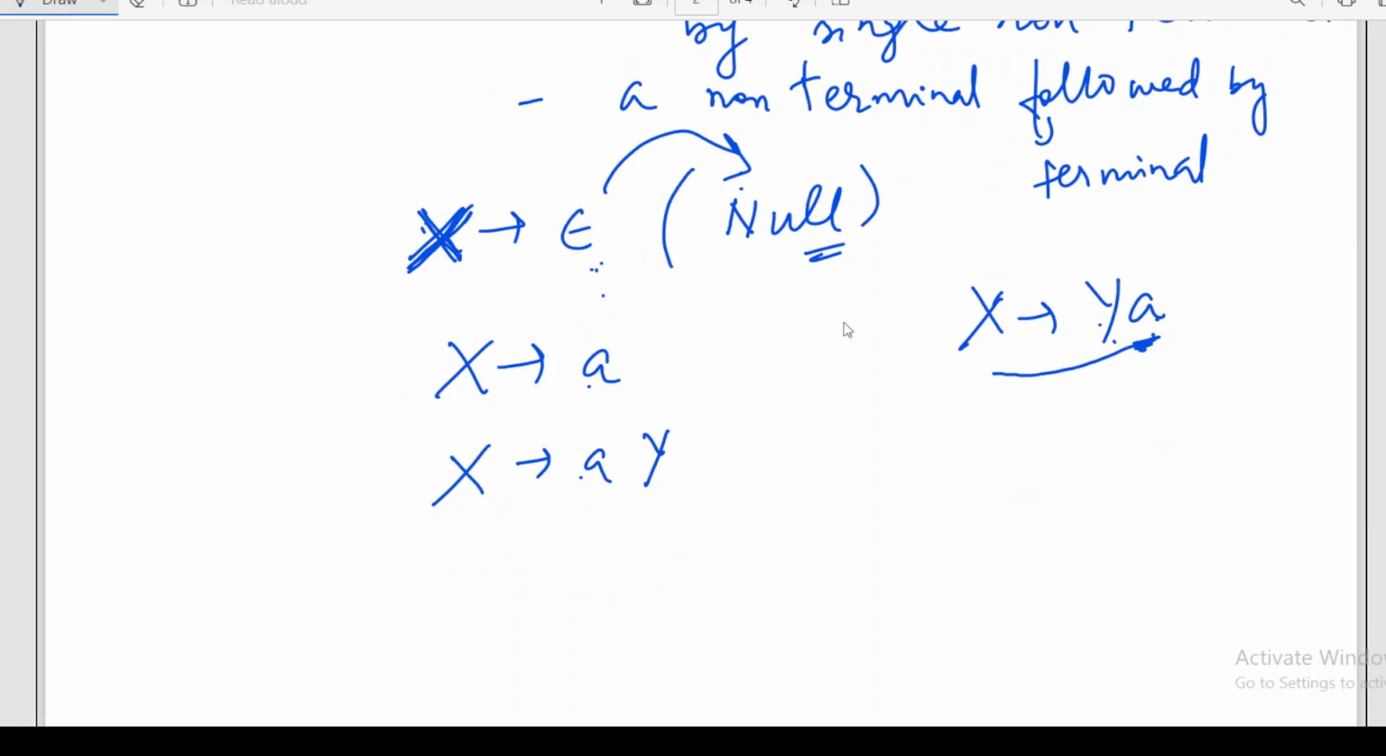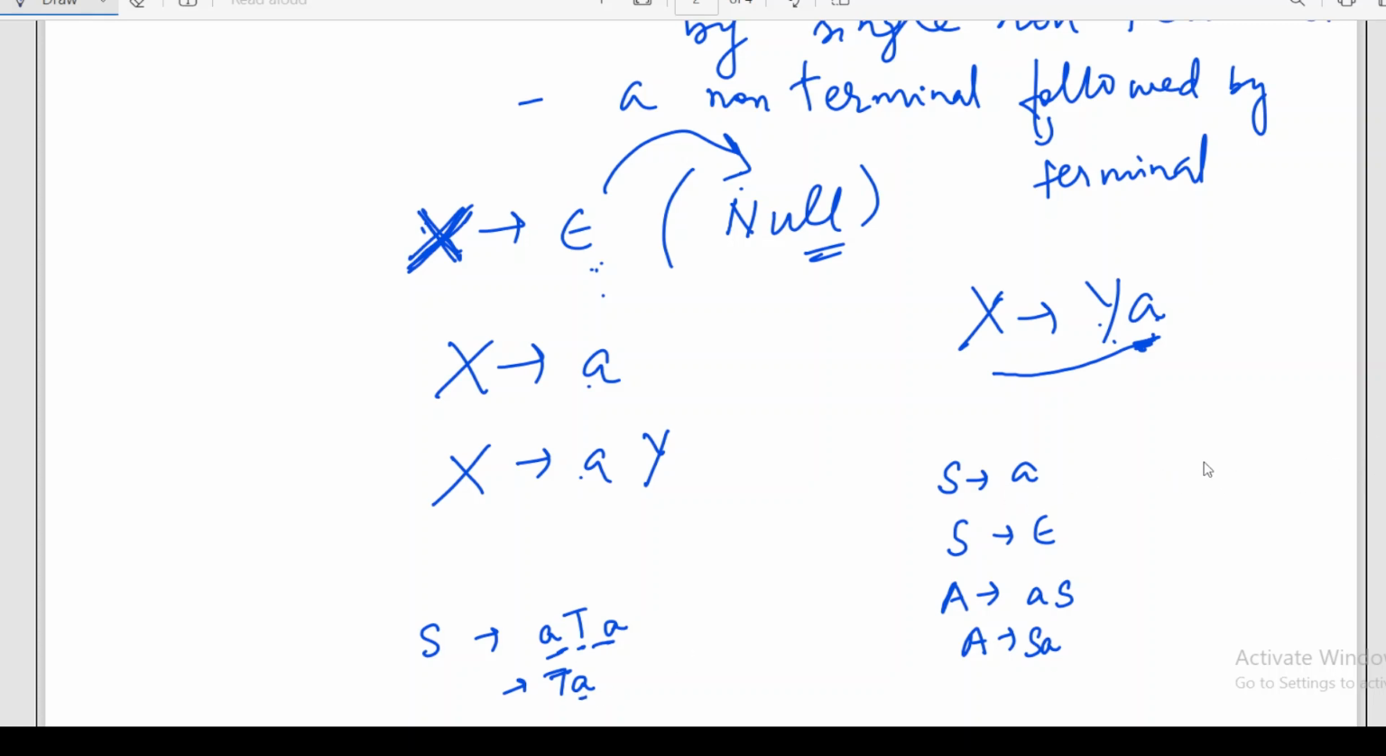So we can write all these rules like S derives a, or S derives epsilon, or A derives aS, or A derives Sa, but you cannot have S derives aSa. It means we can have only a single terminal, or a single terminal followed by a single non-terminal, or a single non-terminal followed by a single terminal.